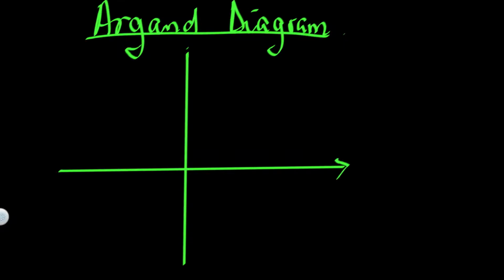The horizontal axis represents the real part, so this is the real axis. The vertical axis is representing the imaginary part, so we can put i here. This is the imaginary axis of the Argand diagram.